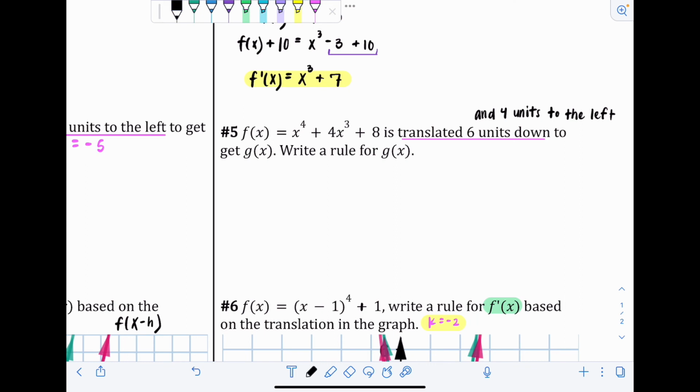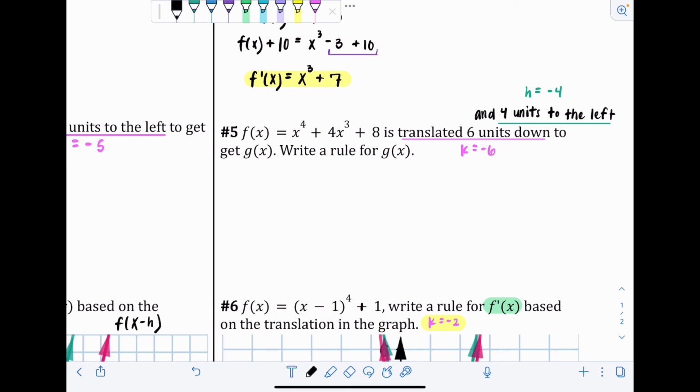Okay, so 6 units down, that would be a k value of negative 6 because k is up or down. And then 4 units to the left or right, that's my h value. Since h is a horizontal translation, and since we're going to the left, h would be negative 4.